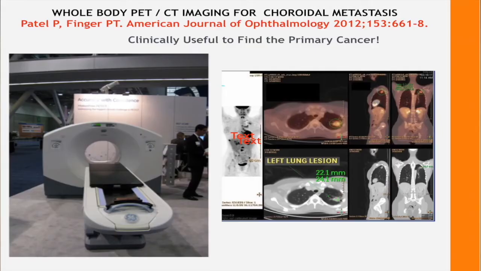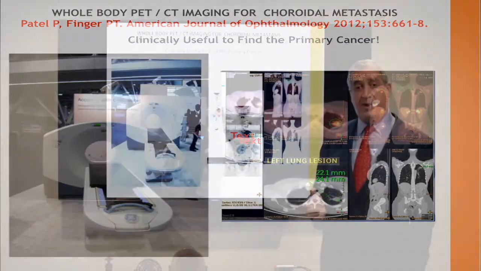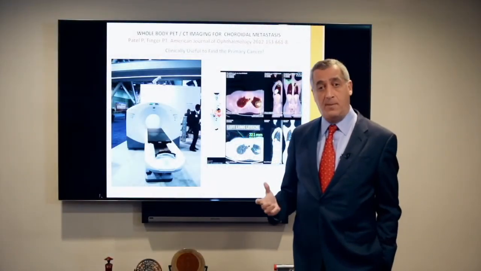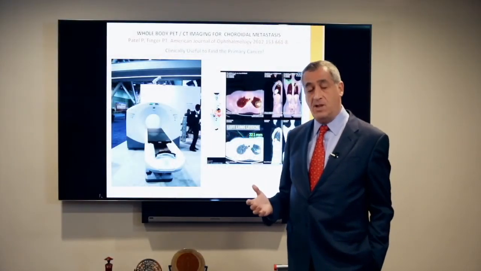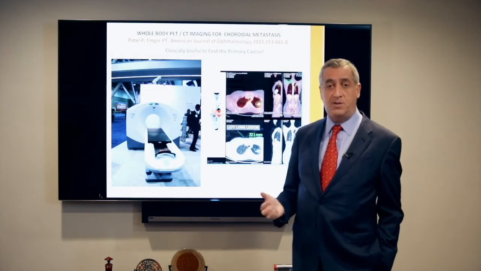This is a PET-CT. A lot of times patients want to know what it looks like. People are claustrophobic, I can identify. This is a fairly open type of scanner, and it's extremely valuable. It allows us to find the primary. Oftentimes a patient comes to the ophthalmic oncologist or the retinologist and they have a metastatic lesion with no known primary.